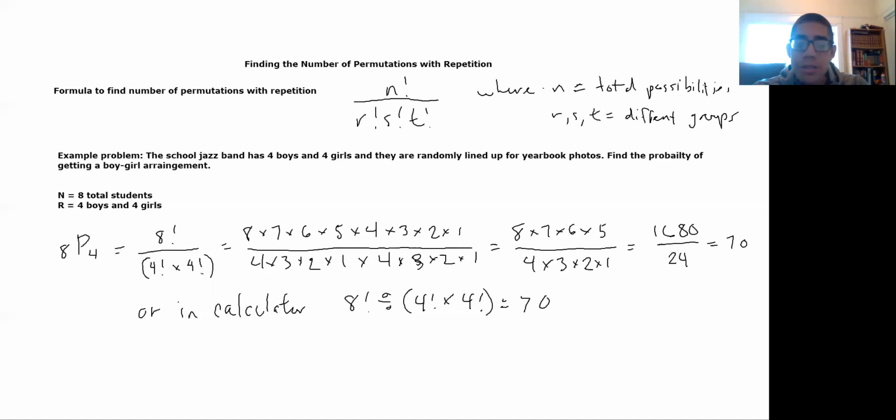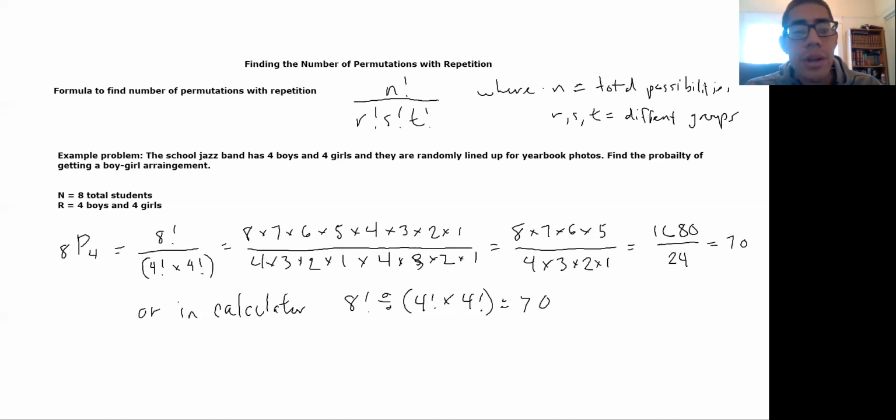If there were 3 girls instead, it would be 3 factorial. If there were 12 girls instead of 4, it would be 12 factorial. Those numbers just correspond to different groups. Again, you can calculate this on the calculator by just putting this whole thing in there, and I'll show you how to do that below.